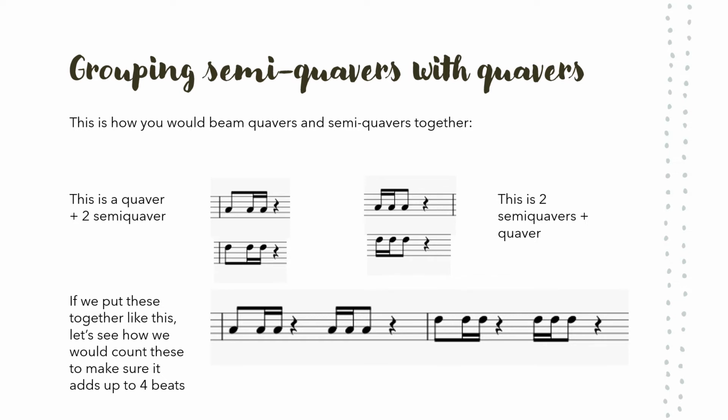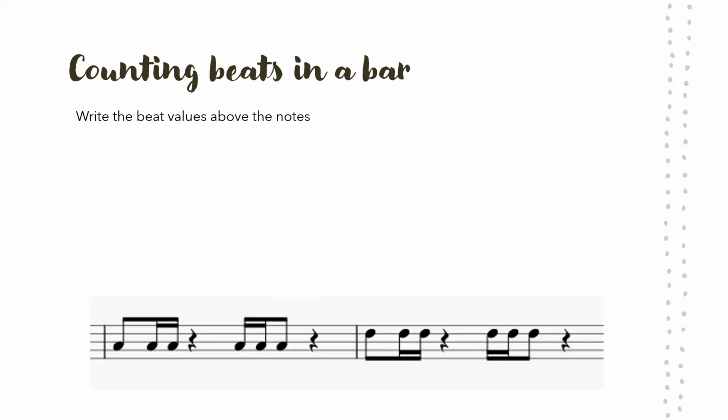And let's see how you would count this. If you were reading this, how would you count these rhythms? So, counting beats in a bar. We know that each bar is going to add up to 4 crotchet beats, so you can literally take the beat value and just add them up. You know a quaver is a half, a semiquaver is a quarter, and another semiquaver is a quarter, and that all adds up to 1. Then we have a crotchet rest, which is 1. Then we have 2 semiquavers, so a quarter and a quarter, and then a quaver, which is a half, and that adds up to 1, and then another rest.